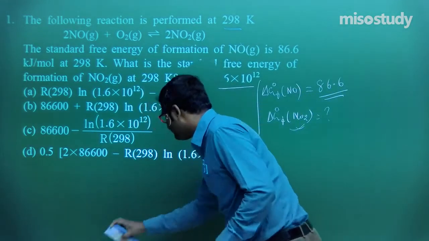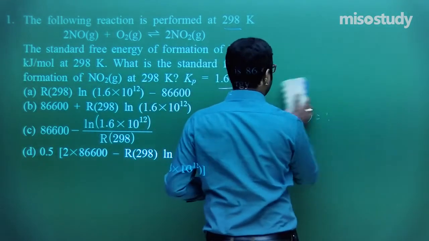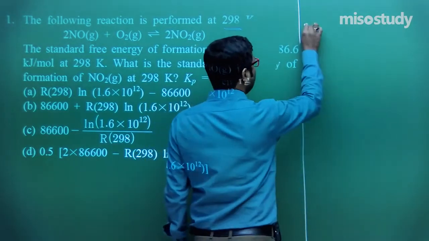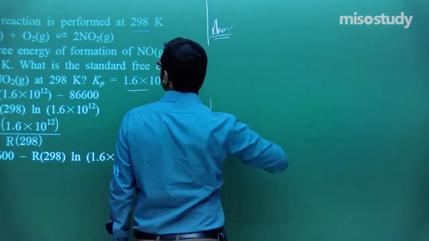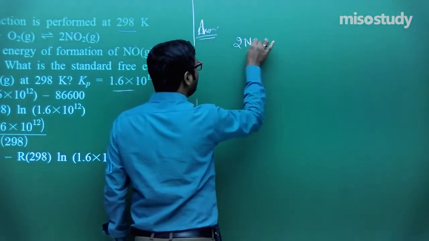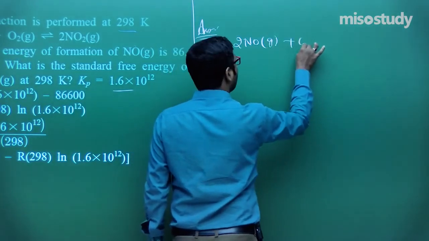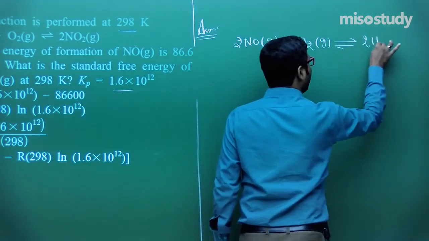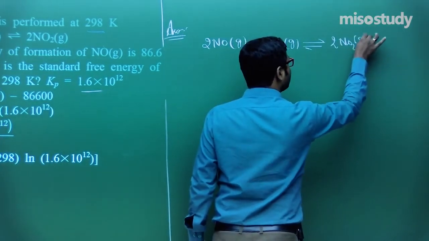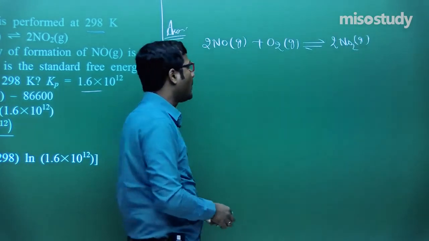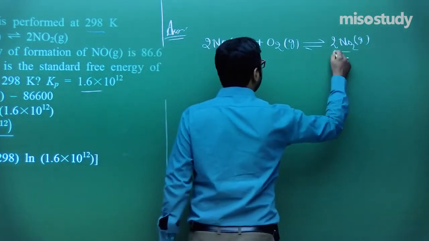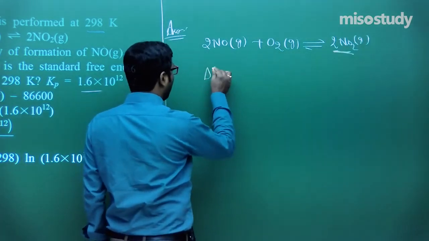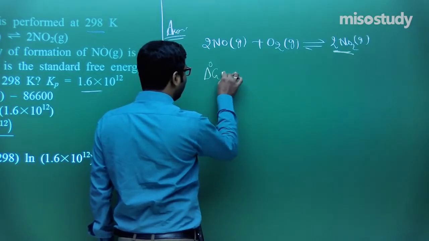Wait for a moment. Listen carefully. This is the solution of the question. Now, what is the expression here? 2NO plus O2, which gives you 2NO2. Clear? This is the expression. Now, we have to find the delta G of NO2. Now, as we know, what is the standard expression?